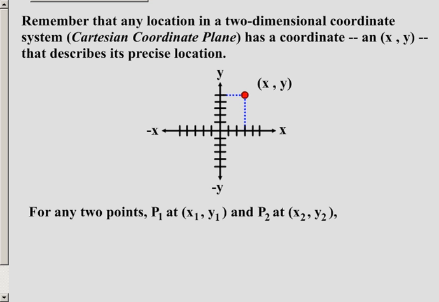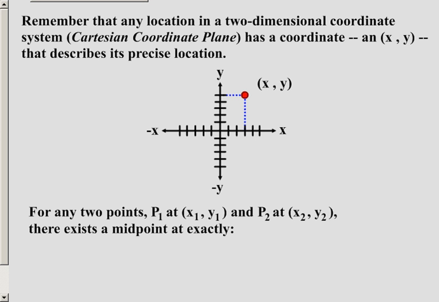Okay, now the 1s and 2s and all that kind of stuff don't mean anything about the coordinate. It's just that we're using all these subscripts to keep the information straight. Point 1 is at x1, y1, all the 1s go together, and point 2 lives at x2, y2, all the 2s go together.